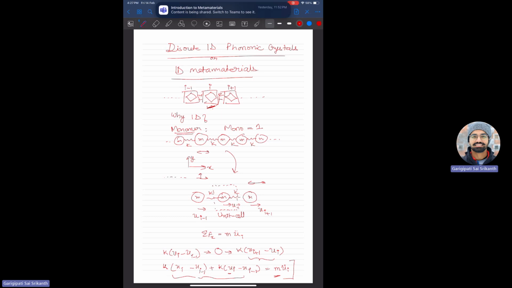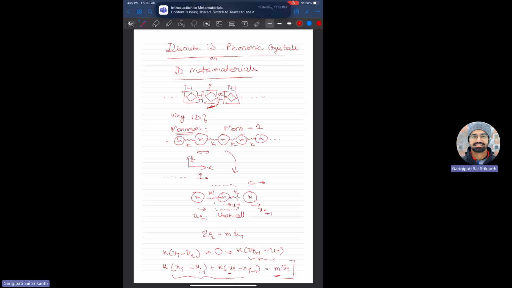In the last class, we covered discrete one-dimensional phononic crystals. Phononic crystals are nothing but mechanical metamaterials. We call vibrations phonons, and a crystal is just a repeating pattern. So mechanical metamaterials and phononic crystals are one and the same thing.